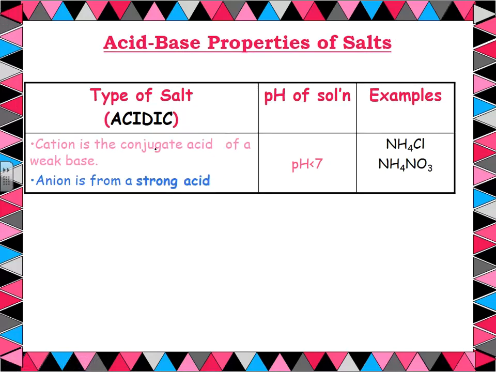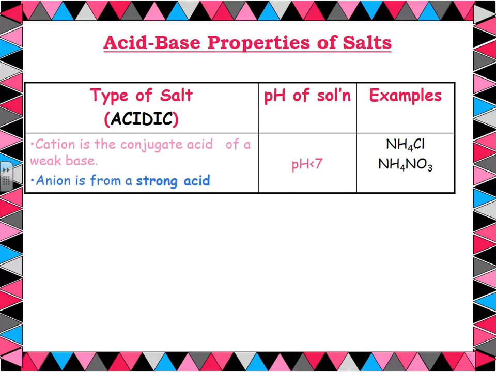Acidic salts. For an acidic salt, the cation is the conjugate acid of a weak base, and the anion is from a strong acid. So since the strong component that it came from was the acid, it's going to be an acidic salt. Therefore, the pH of that solution will be less than 7. We will learn how to get the exact pH in our calculations.